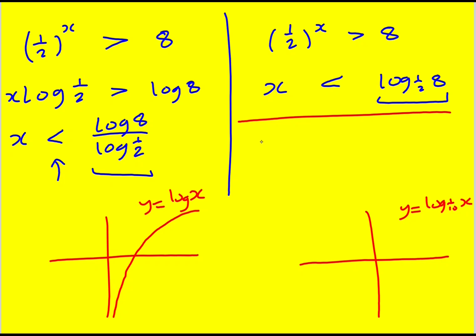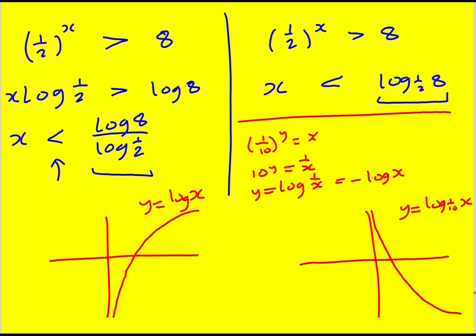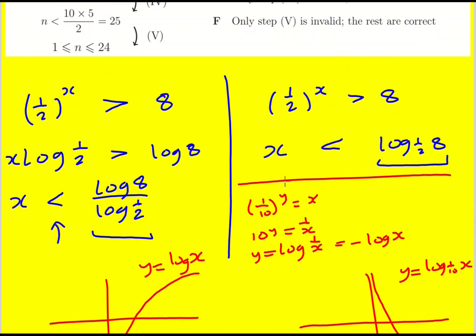In that situation, I could write that 1 over 10 to the y is equal to x by writing it in exponential form. That would mean that 10 to the y is equal to 1 over x, from which I can then write down that y is equal to log to base 10, or just log, of 1 over x, which is then minus log x. It turns out when you flip the base around, you get a minus, which does make sense, because if you have 2 to the 3, it's the same as a half to the minus 3. We just put a negative in front, which means that our function is going to look like this, and it's hence a decreasing function.